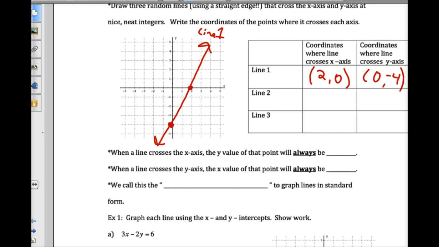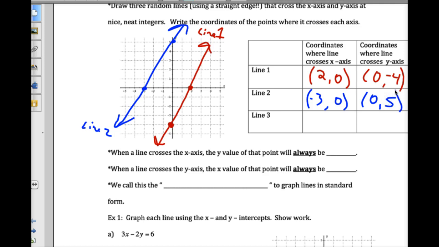Second line, I'm going to go here and here. My line 2. The x-intercept is at -3, 0. Yours is probably different. And the y-intercept is at 0, 5. Why would they be different? Because you're drawing random lines. Don't do the same thing I'm doing. And the last one, I'm going to go right there. The x-intercept is at 4, 0. The y-intercept is at 0, 2.